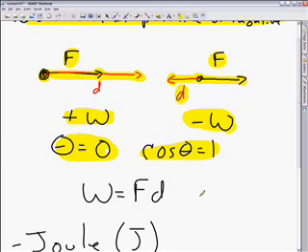Okay. Now when they're in the same direction, we get our equation, just the force times D. When they're in directly opposite directions, then you'll have a negative sign in here, either way you want to look at it, just because the cosine of 180 degrees is negative 1.